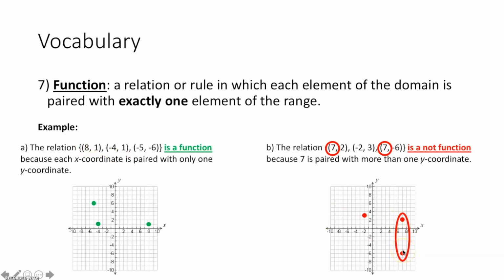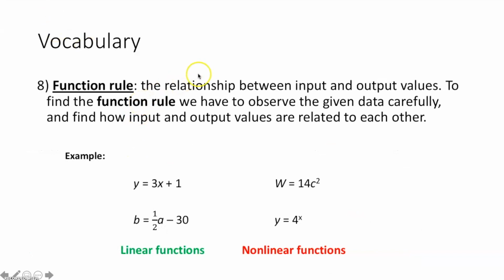Now, a function rule is a relationship between input and output values. To find the function rule, we have to observe the given data carefully and find how input and output values are related to each other. So here you can see our input values for each of these equations would be x here, a here, c here, and x here. Those would be values that we plug in numbers for, our independent variables, our input values. We're going to get out our output values, our dependent variables. So that would be y, b, y, and w. Those represent our output values or our dependent variables.